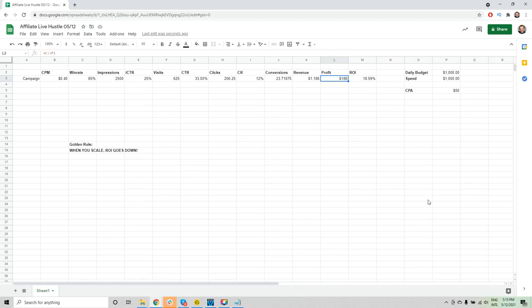Then you want to make sure to optimize first so that these key performance indicators are as good as they can be, so that your ROI is as high as possible, and then you might have the room to start scaling. But the most important part of today, the golden rule: when you scale, ROI goes down, so that ROI needs to be in a healthy zone before we start scaling. So we discussed a lot today. Let's sum up a couple of takeaways.